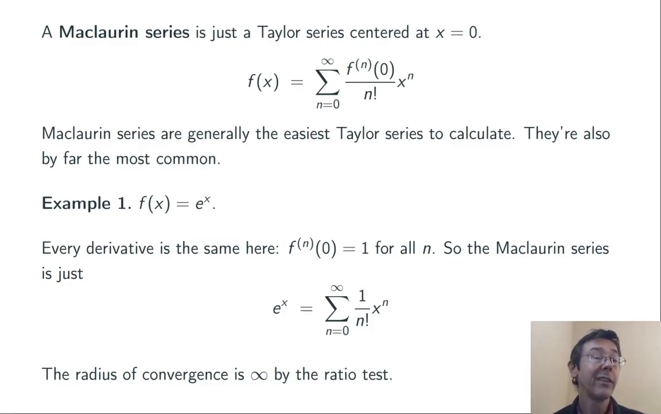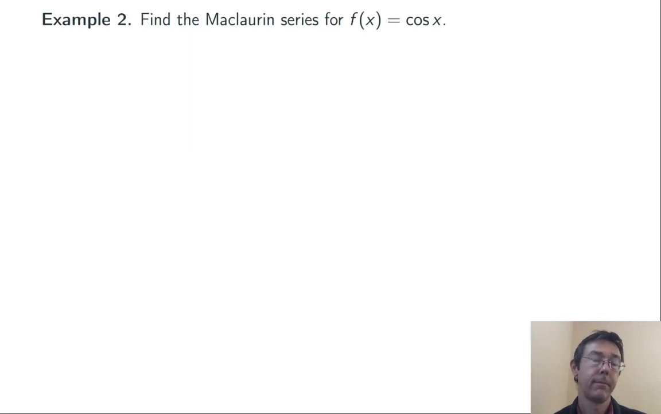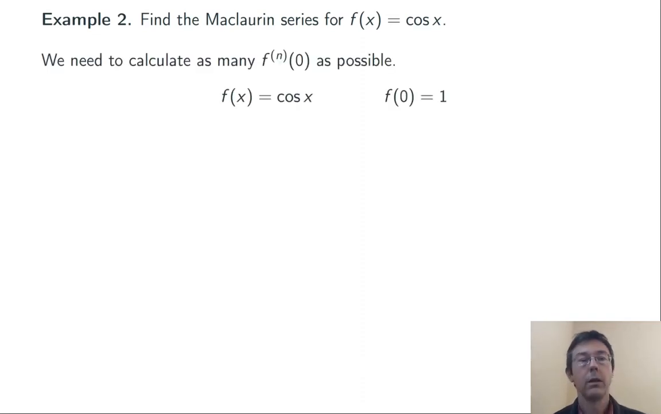We'll do ratio tests to determine intervals of convergence on the other examples in this video, so we'll skip it on this one. Example 2. Find the Maclaurin series for f of x equals cosine x. So we need to get as many derivatives of this function as possible.